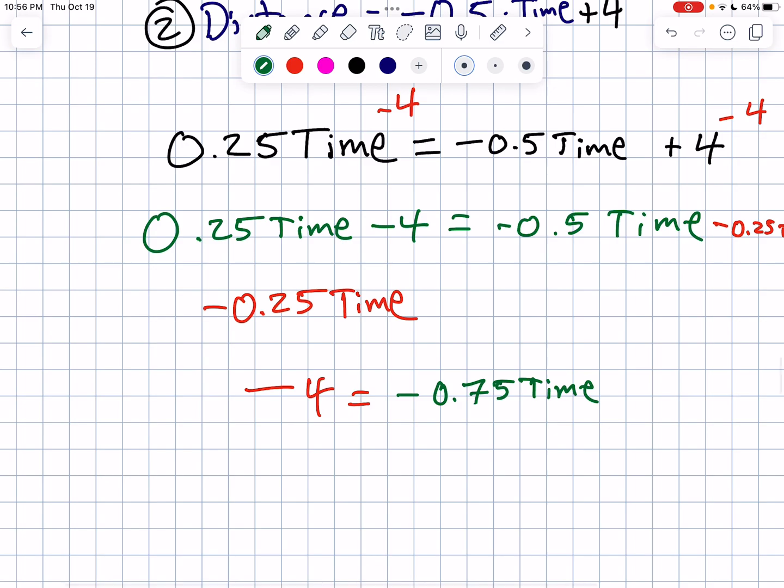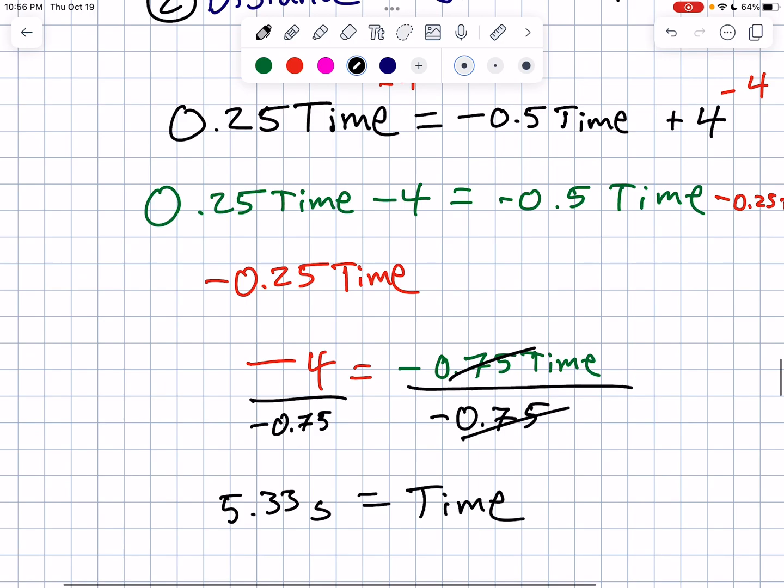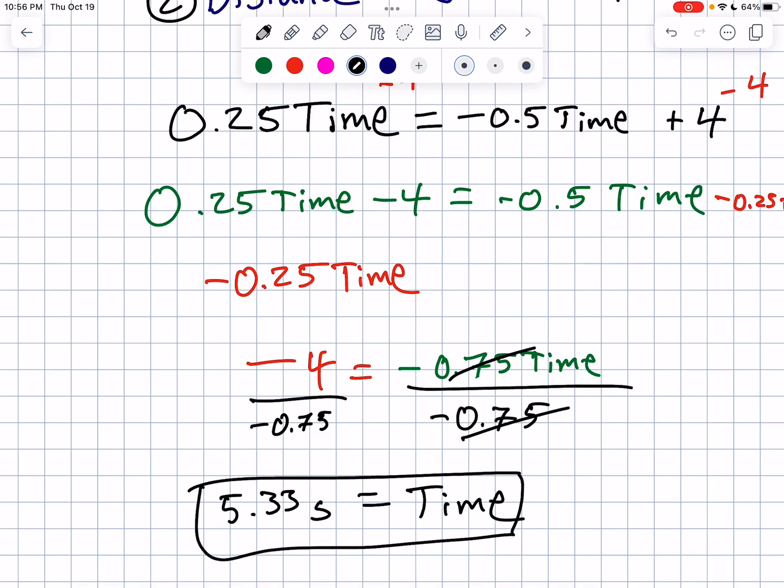Now, again, my goal is to get time by itself. So I can divide both sides by negative 0.75. Notice time is always going to be a positive number. Again, we are not time travelers here. So I'm going to end up with negative 4 divided by negative 0.75. So you already know we're going to get a positive. I'm going to end up with a number of 5.33 seconds, because we're talking about time. So my cars are going to crash after 5.33 seconds.